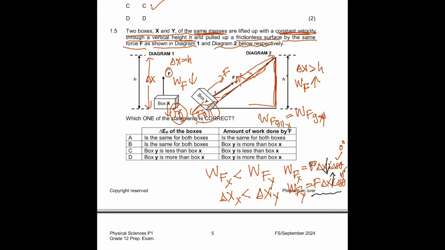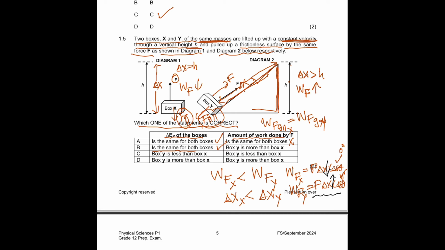So the option here says, which one of the following statements is correct. The gravitational potential energy for the boxes is the same, because they're reaching the same height. As they move, the height is going to be the same. So the gravitational potential energy for both boxes is going to be the same. And it says the amount of work done by F is the same for both boxes. No. So the answer is not A. Is the gravitational potential energy the same for both boxes? Yes. It says the amount of work done on X is more than that. That's right. So the answer there is B.